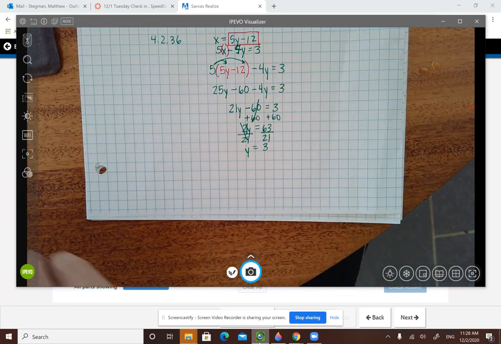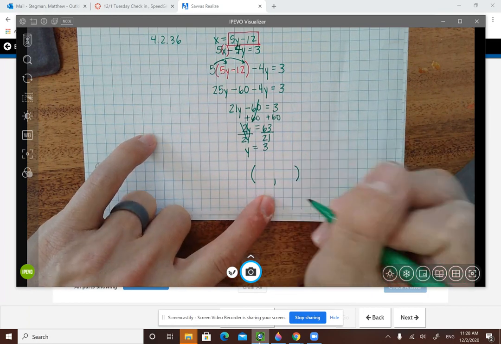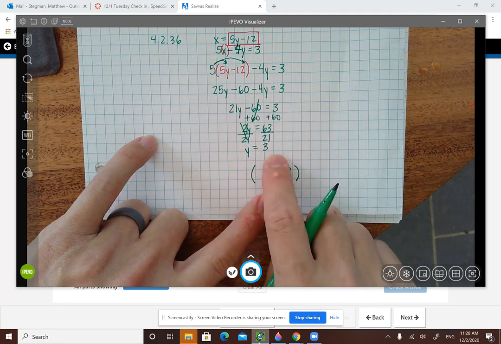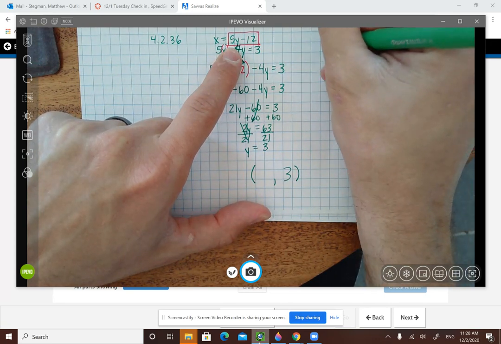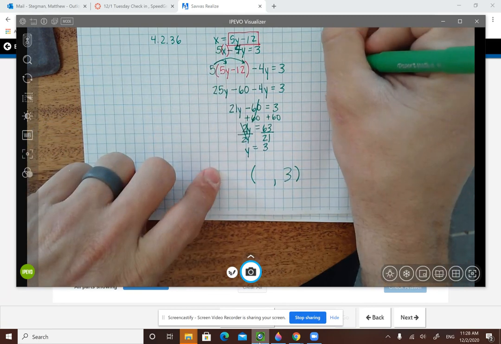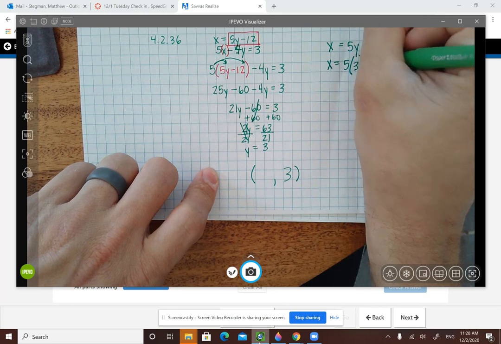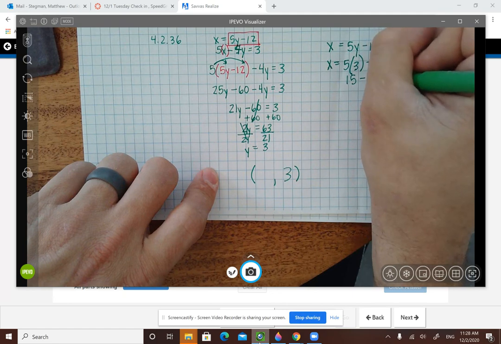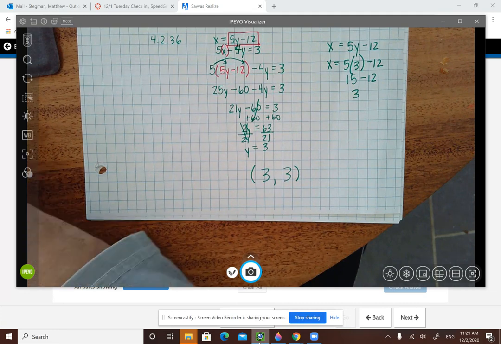Now, our answer has to be written as an ordered pair. So we need an x value and a y value. Right now, we only have the y value. So I'm going to take this value and come back up to my original equation, because we know that x equals 5 times y minus 12. So we're going to say x equals 5 times, and instead of y, because y is equal to 3, we're going to say 5 times 3, which is 15. 15 minus 12, which is 3. So my answer, written as an ordered pair, is (3, 3).